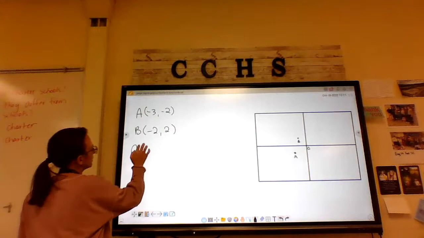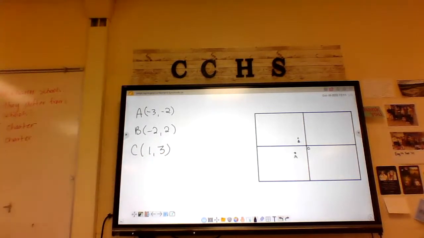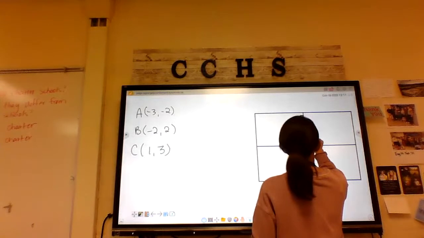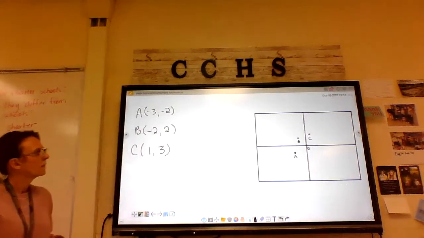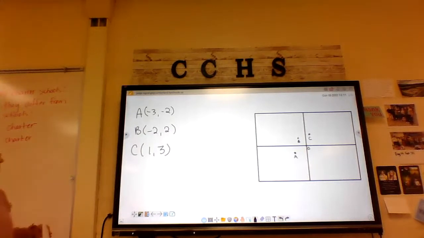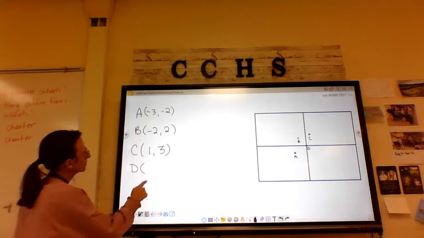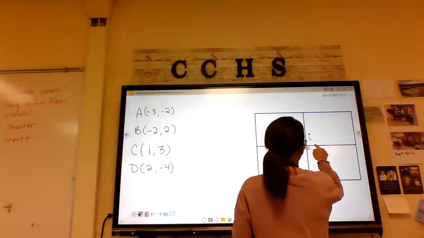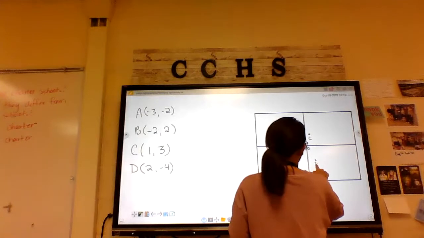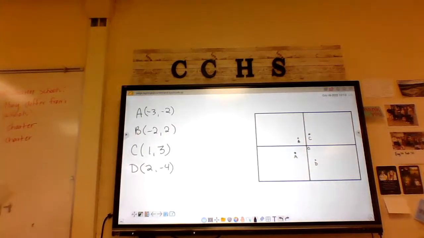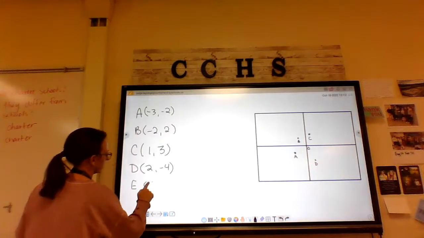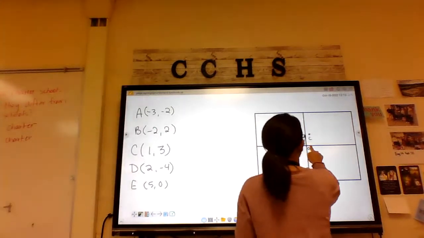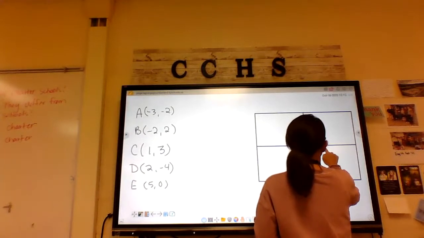Okay, what about C? 1, 3. Where does it go? That way? Positive? Up 3. 1, 2, 3. Point C. Okay. Point D. 2, 3, 4. Not 2, down 4. 1, 2, 1, 2, 3, 4. Okay. And then point E at, stay on the axis, right? All right, good.